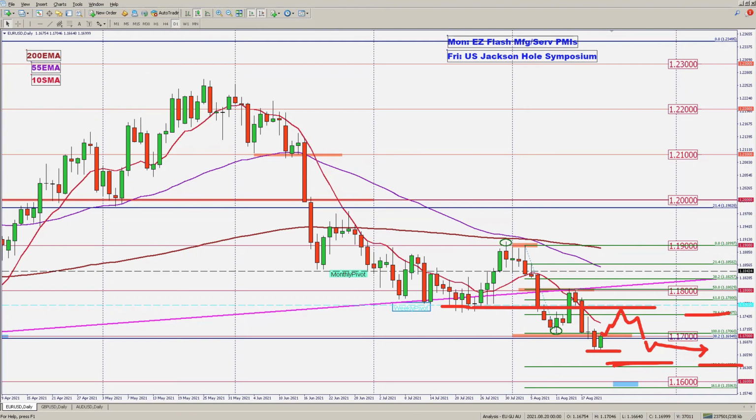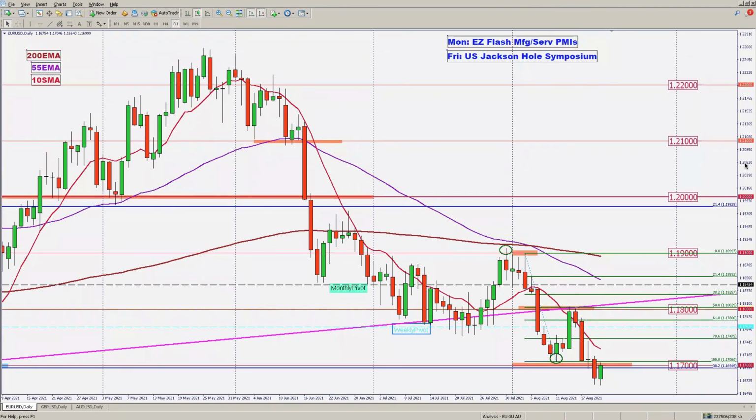Okay, all right. So let's see how it goes for next week, and it will depend a lot on how the US dollar reacts, and it could also consolidate. So could be a consolidation week next week.